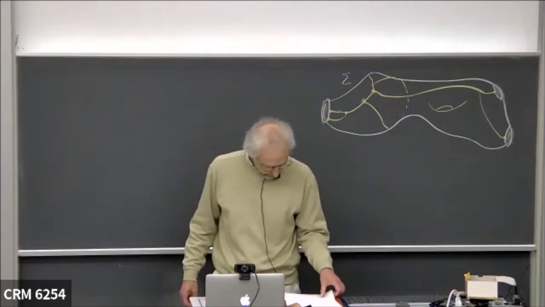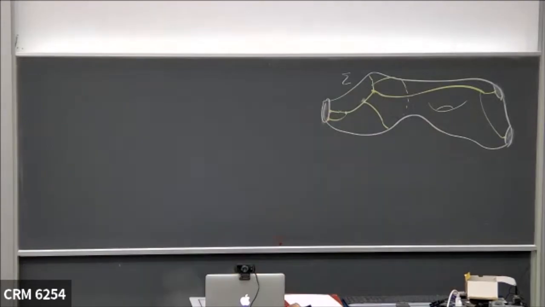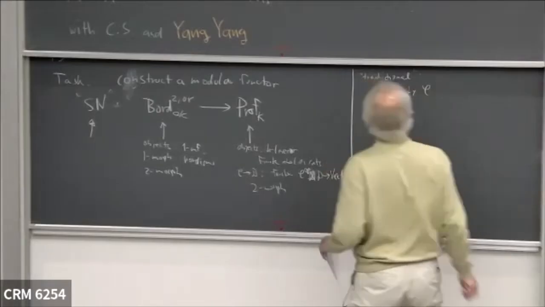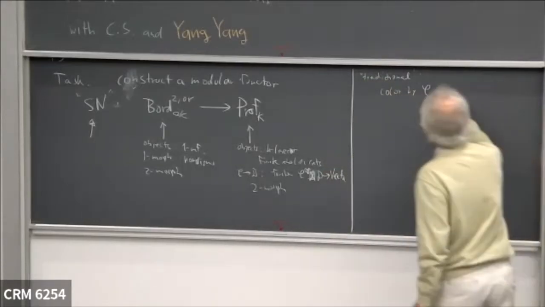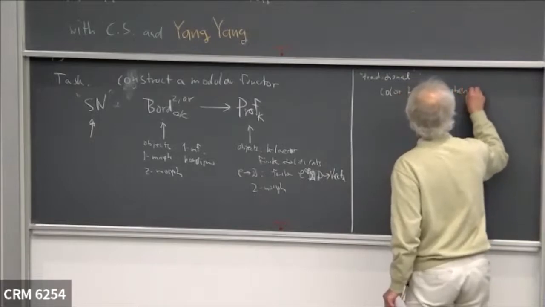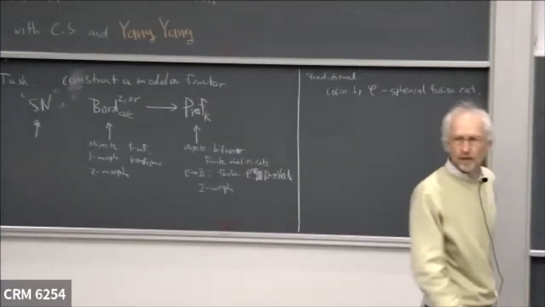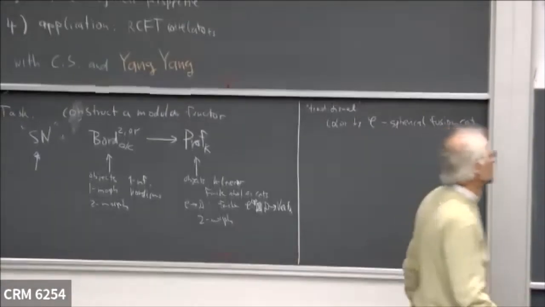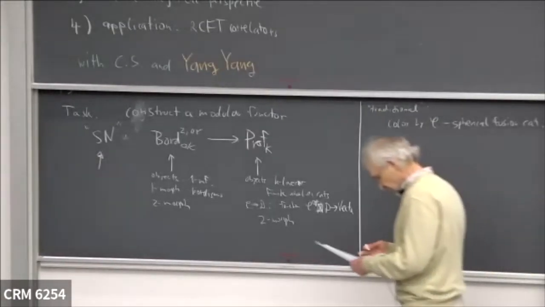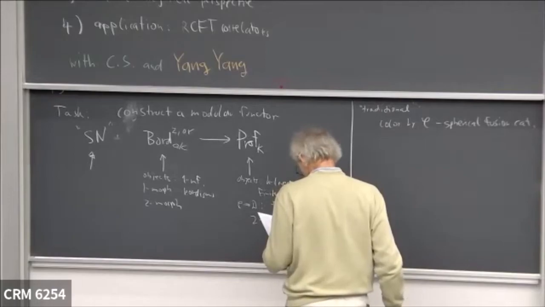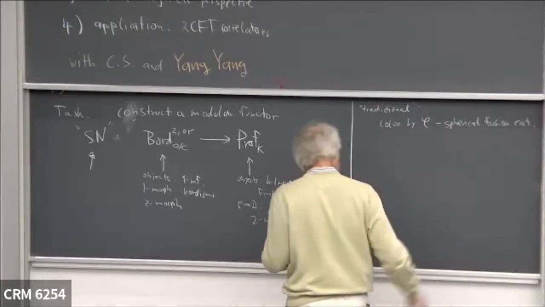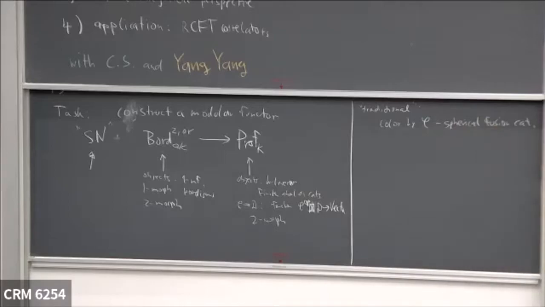And traditionally, I use as colors a spherical fusion category. So the edges will be labeled by objects of that category, and the vertices by morphisms. I should say the inner vertices; the vertices on the boundary are not labeled at this point.